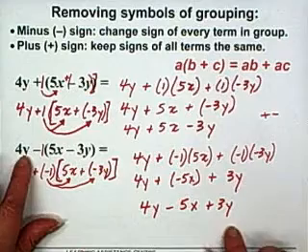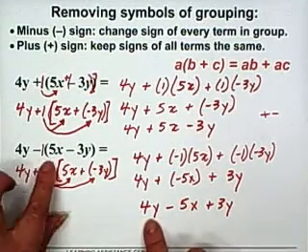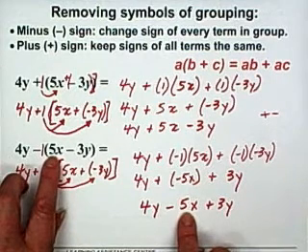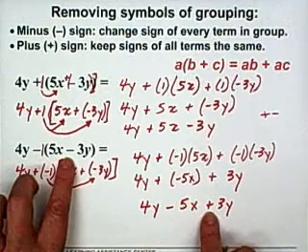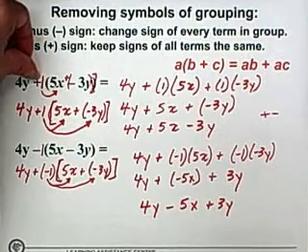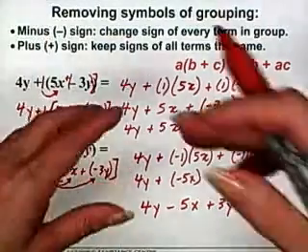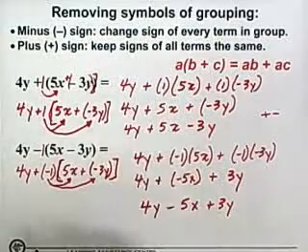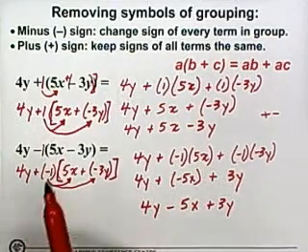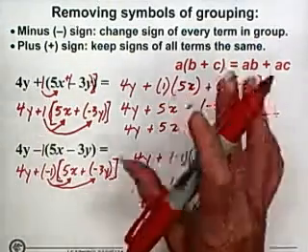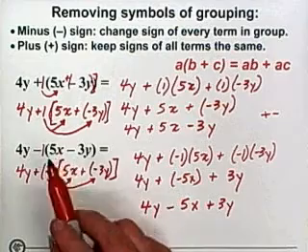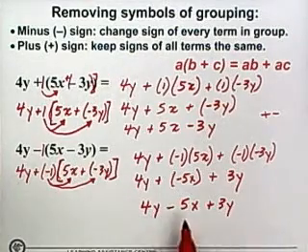Looking at our original expression, we have 4y. You can see that the plus 5x has changed to a minus 5x, and the minus 3y has changed to a plus 3y. So when you see questions like this, where you have a plus sign directly in front of parentheses, you can just remove the brackets and leave the signs the way they are. And if you see a minus sign directly in front of parentheses, or any symbol of grouping actually, you can just remove the symbols of grouping and change the signs of each term, just like we did here.